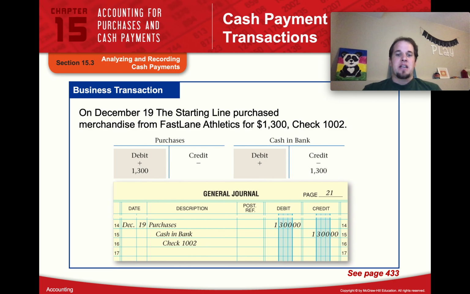Let's look at a cash payment when it comes to making a purchase. In this example, we have Fastlane Athletics, and Starting Line purchases merchandise from Fastlane. What does that look like when they write a check? Well, it's actually quite simple in the General Journal. We have one of the accounts called Purchases, and then we have Cash and Bank. And since we're writing a check for it, it's as if we're paying in cash. So we're going to take that directly out of Cash and Bank and have the check number.